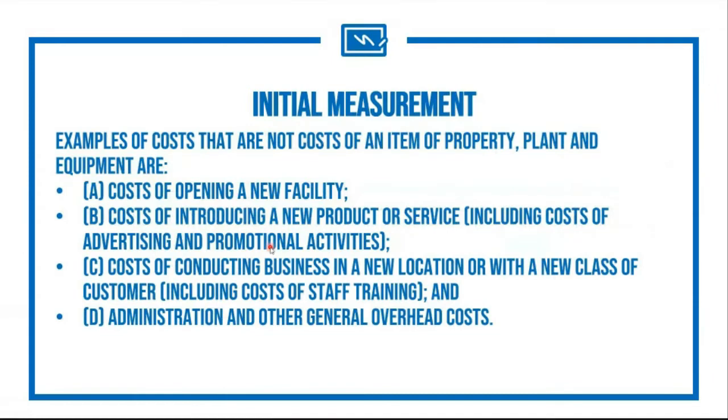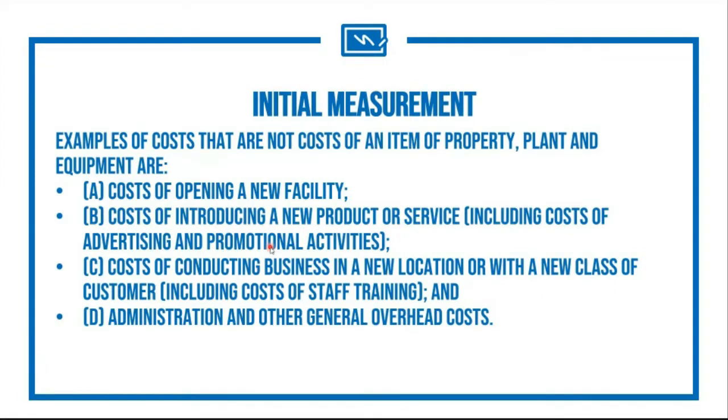In this slide, however, the standard also provided us with examples of costs that are not to be classified as part of items of PPE. So first is cost of opening a new facility. Letter B, cost of introducing a new product. Letter C, cost of conducting business in a new location. And letter D, administration and other general overhead costs. So these are not capitalizable.